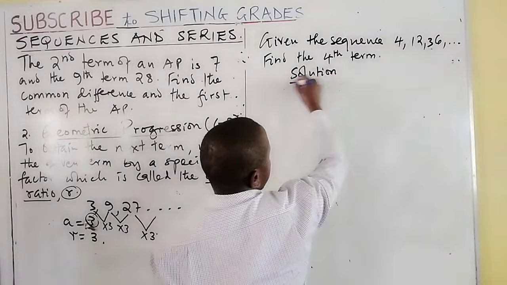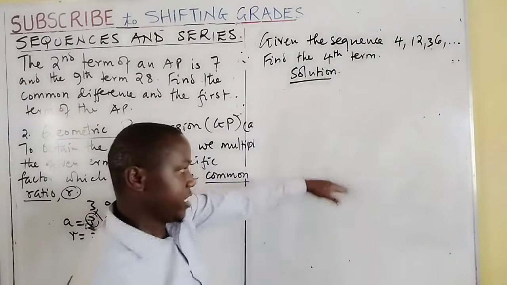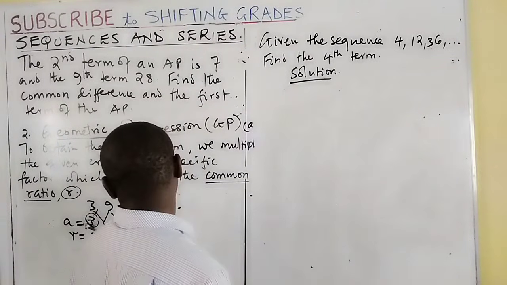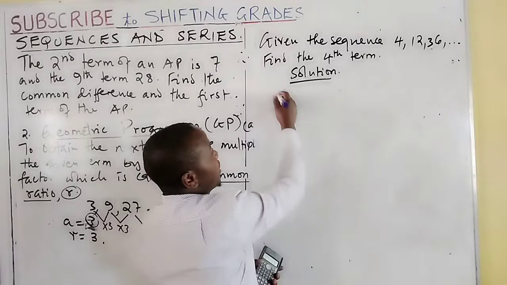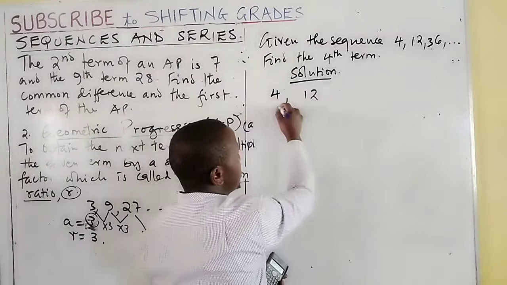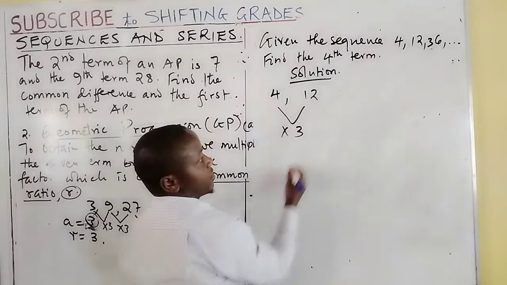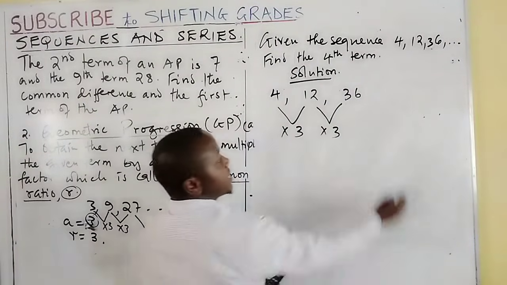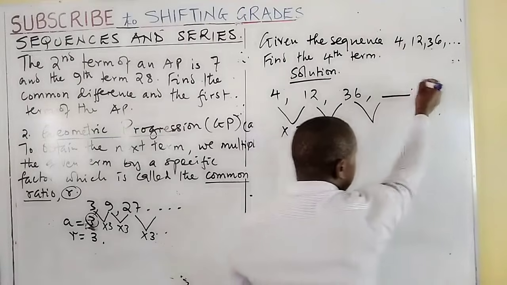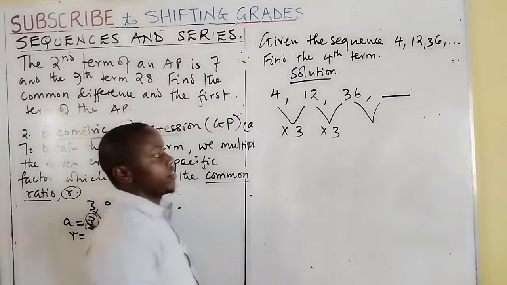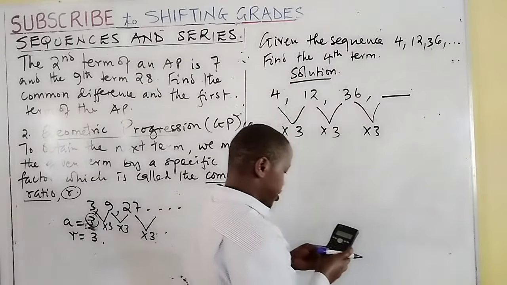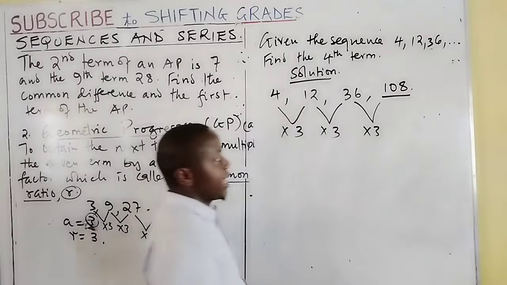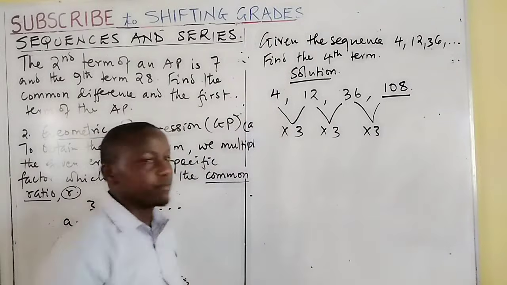Then now we will draw a conclusion and obtain a general formula to show how the next term in a GP is obtained. Therefore, solution, you can see from 4 to 12, 4 has been multiplied by 3. And from 12 to 36, 12 has been multiplied by 3. It means that from 36 to obtain the fourth term, we will still multiply by 3. 36 by 3 will give us 108, which is the next term and the fourth term for that matter.